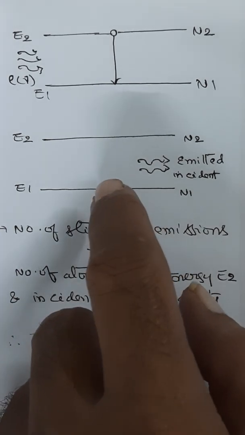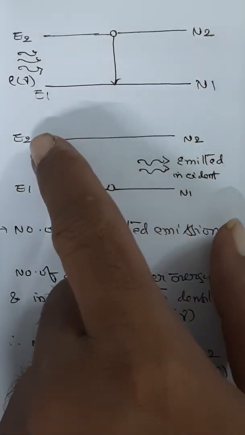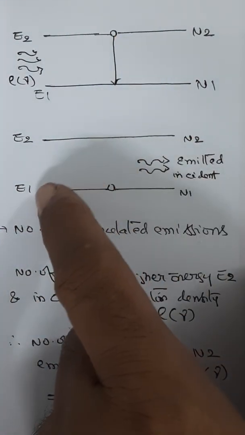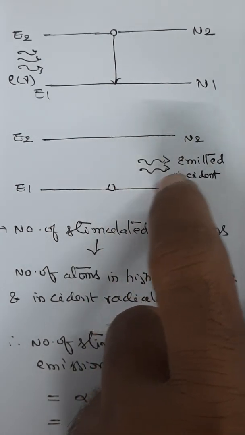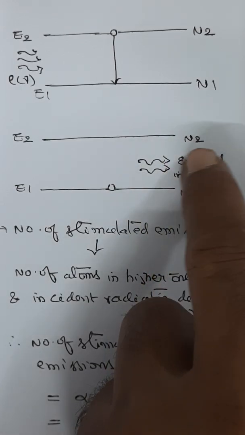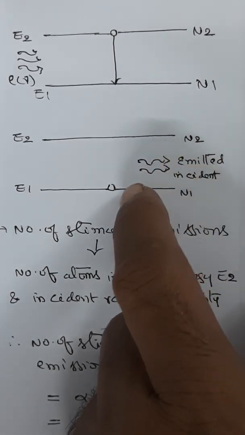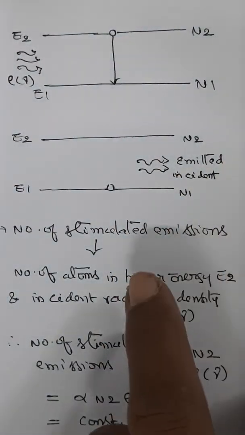It shows, after the stimulated emission process, how the energy level looks. Here the atom is freed, so there are no atoms at the N2 level, and it comes to the ground level. The transition took place. But the interesting thing you have to observe is that there are two photons coming out. One is the emitted photon, another is the incident photon. That I will discuss now.